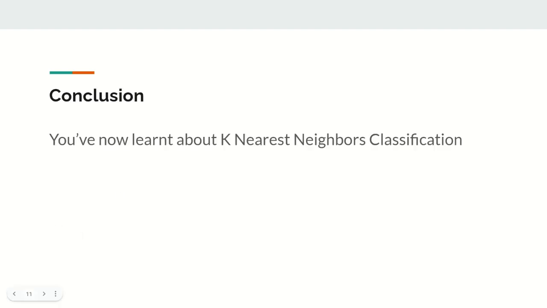Congratulations, now you've learned the basics about K-nearest neighbors classification. In summary, KNN is a straightforward classification algorithm that relies on similarity of data points in the feature space. By finding the K-nearest neighbors of the new data point, KNN can effectively classify observations based on their proximity to labeled data points.